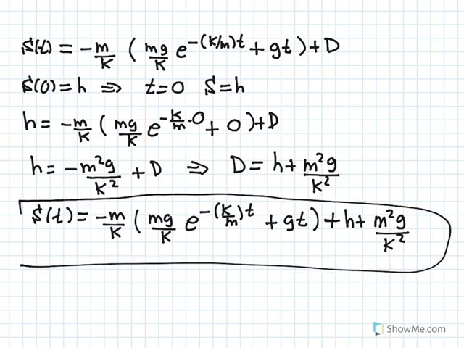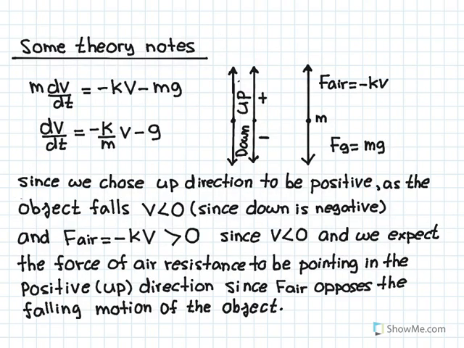And now let's look at some theory, the physics behind the question. So what we have is the object that's here, and we chose the up direction to be positive and the down direction to be negative. So the force of air resistance is minus kV. Notice the sign, the minus in the front, because the object is falling. Because we chose the up direction to be positive, as the object falls, the velocity is negative, since down is the negative direction.